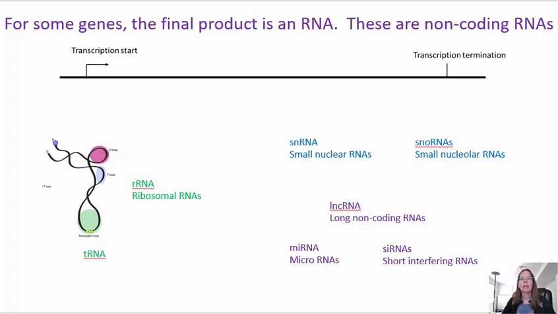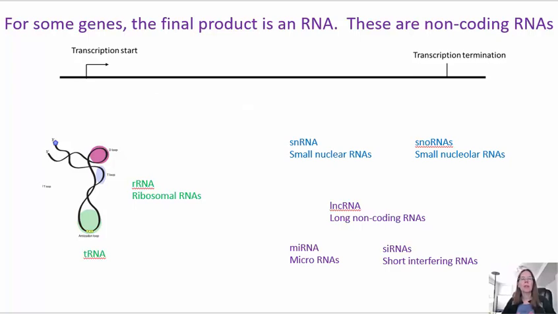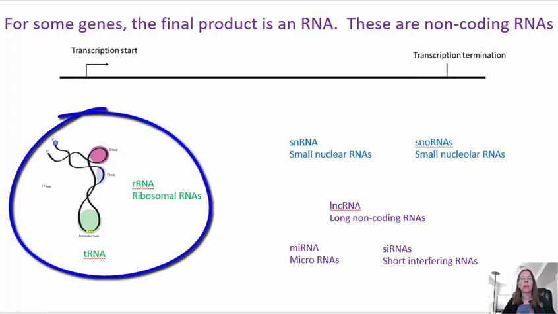These are noncoding RNAs. The DNA is transcribed into an RNA, and then that RNA could be processed or folded into a particular shape to perform its function in the cell. Some examples of noncoding RNAs are ribosomal RNAs, or rRNAs, and transfer RNAs, tRNAs, which are involved in translation.